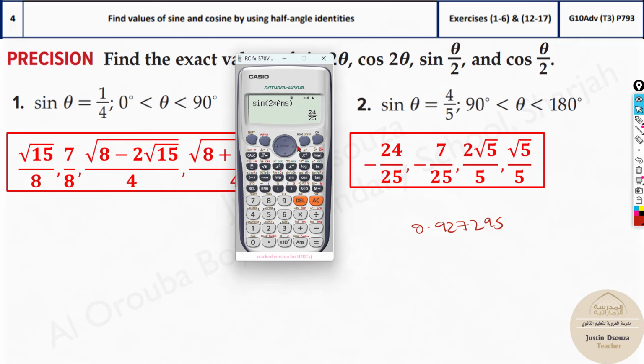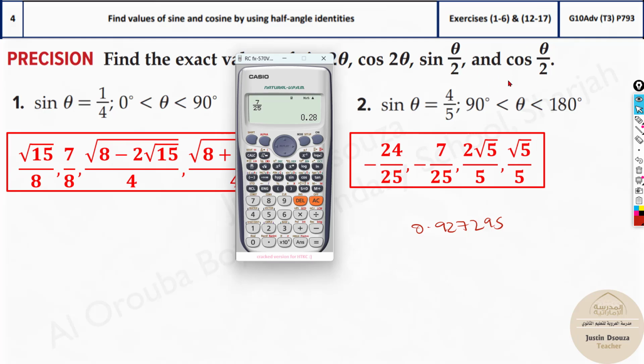And what about the cos 2 theta? So just put cos 2 into 0.927295. And it is negative 0.2799, and it's negative 0.28. Okay, so let's try this. 7 by 25, it's minus, it's 0.28. Yeah, that's the answer. See, these are the correct answers.